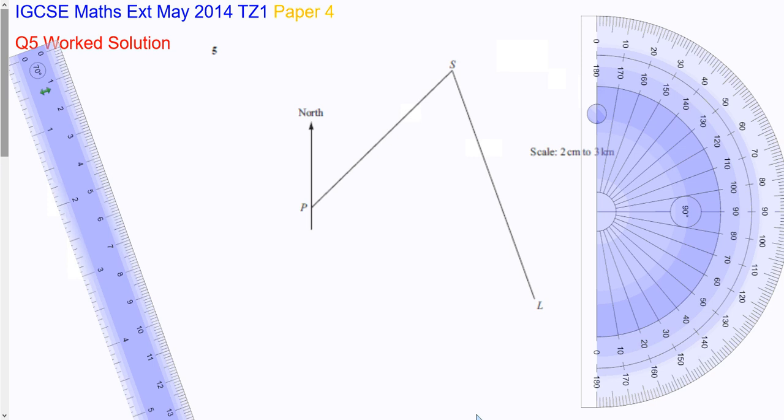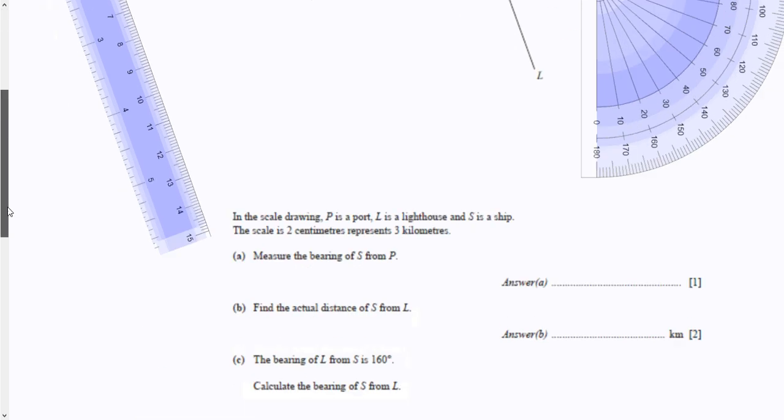We're going to be looking at question 5 from paper 4, May 2014, time zone 1. This is a navigation and constructions type question. There are a few different aspects to it, which we love from a great paper 4 question. So let's go down and actually look at the question itself.